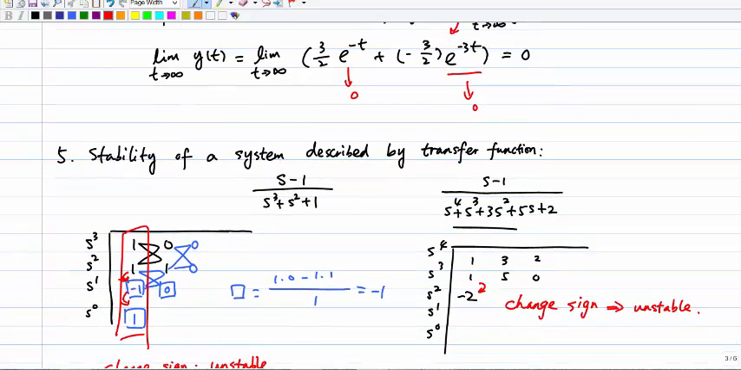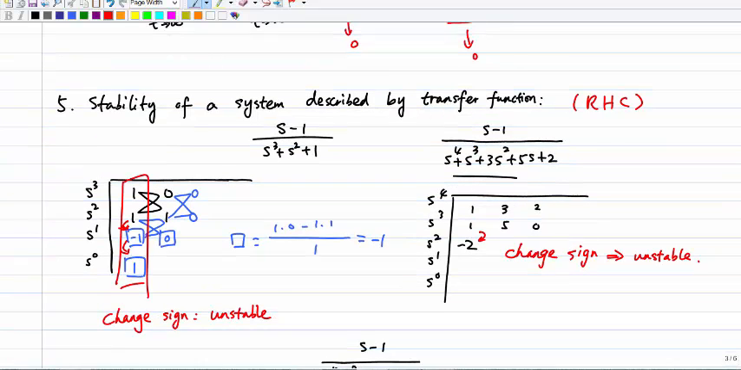Okay, question number 5 is about the stability of a system described by a transfer function. I'll give you 3 examples. To check the stability of a system, we use the Routh-Hurwitz criterion, which means we need to build a Routh array for each of these transfer functions. So the Routh array is computed like this.